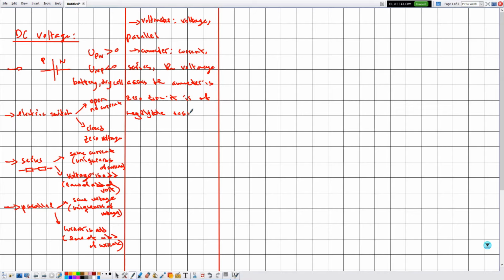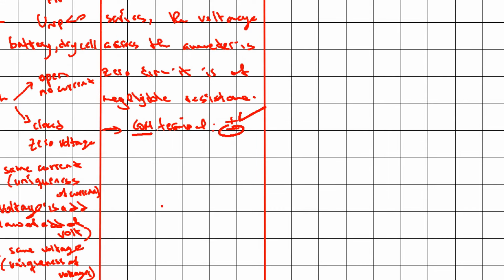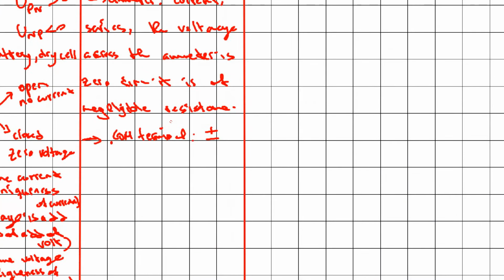Okay, and now remember that the COM terminal is related to the positive or negative reading. If the COM terminal is connected to the negative pole, then the reading is gonna be positive. If the COM terminal is connected to the positive pole, then the reading is gonna be negative.